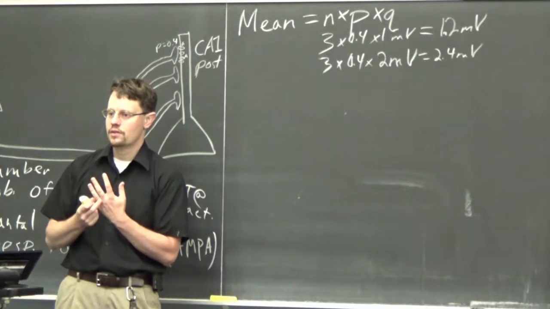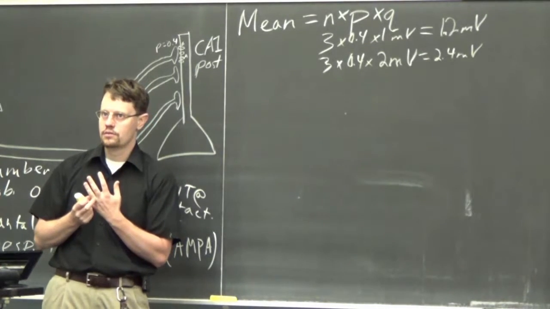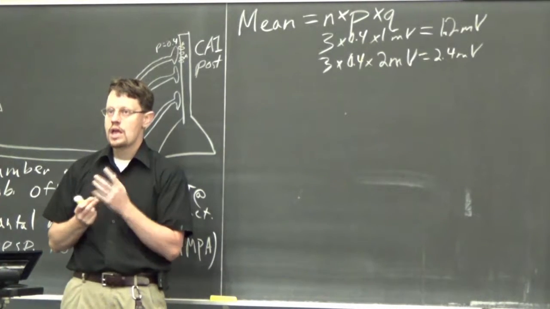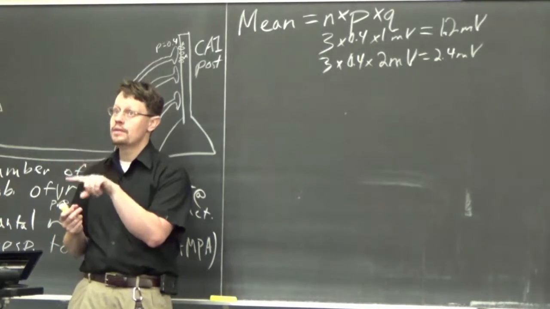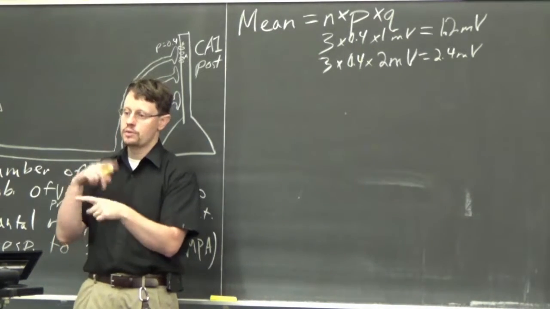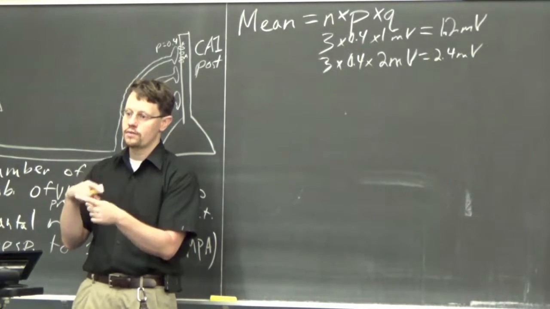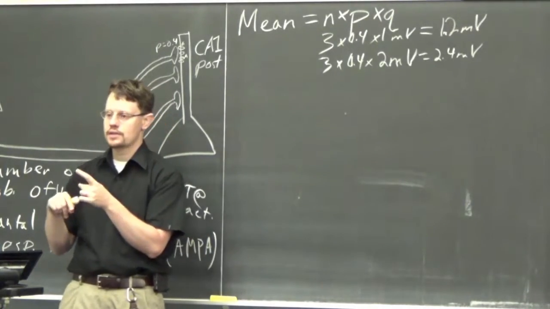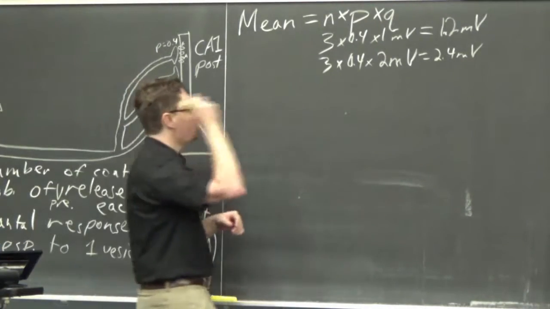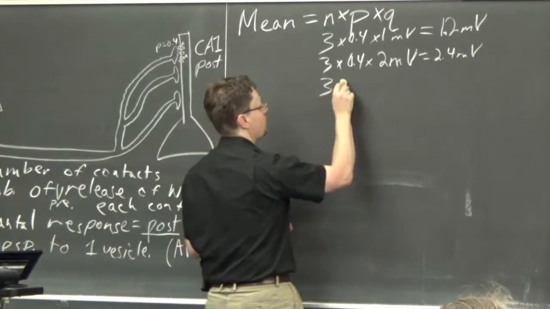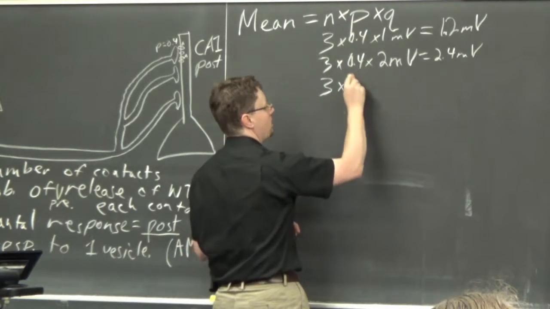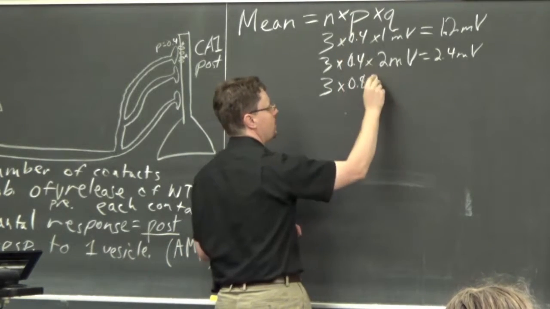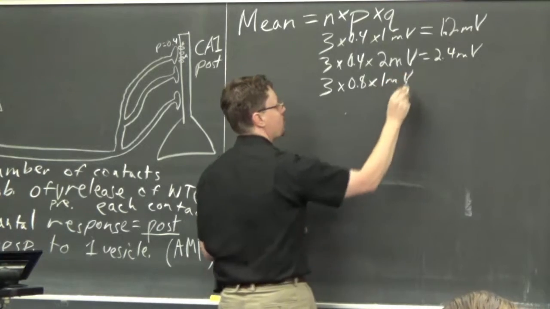Would the answer still be the same if we double the probabilities? The effect on the mean is the same, but the distribution changes differently, which is one of the things that we'll hopefully have time to talk about today or definitely tomorrow. So if instead we have n of 3, and we change p to 0.8, so we double our p, we leave q back where it was at 1 millivolt.